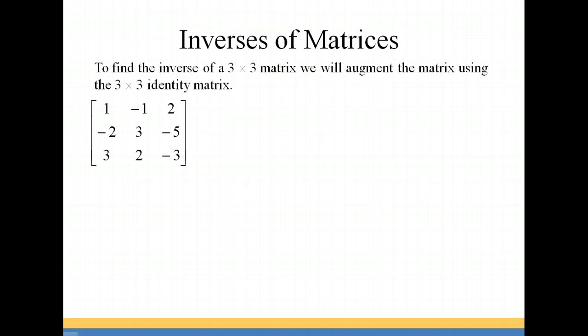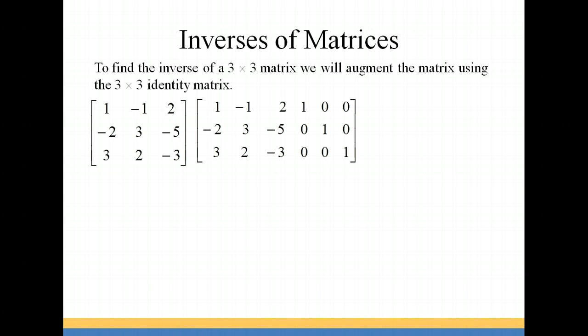To find the inverse of a 3 by 3 matrix, we're going to augment it by using the 3 by 3 identity matrix. So that means that we're going to attach 3 rows where we have ones on the diagonals and zeros in all other positions. So now we have a 3 by 6 matrix. And what we're going to do is use row operations to find the inverse.